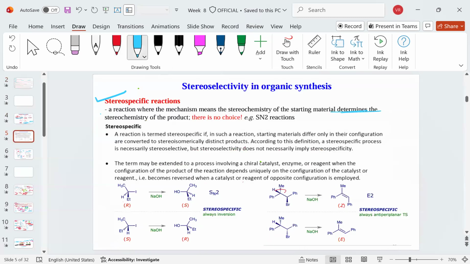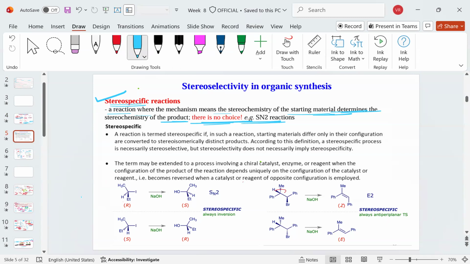First we will see what a stereospecific reaction is. In stereospecific reactions, we get only one product, so there is no choice. If you read this statement, the stereochemistry of the starting material determines the stereochemistry of the product, and there is no other choice. We get 100% formation of the final product. A basic example is the SN2 reaction.